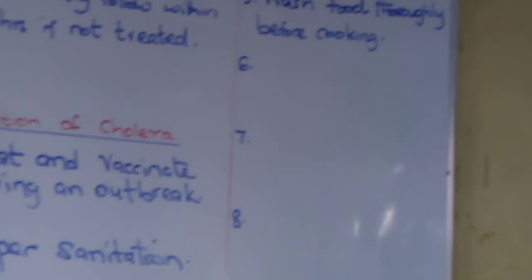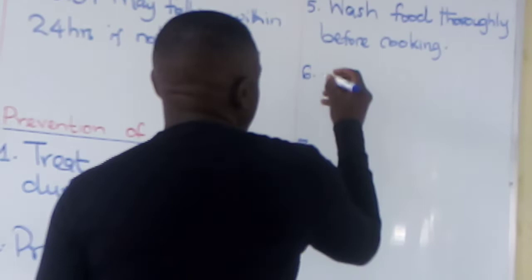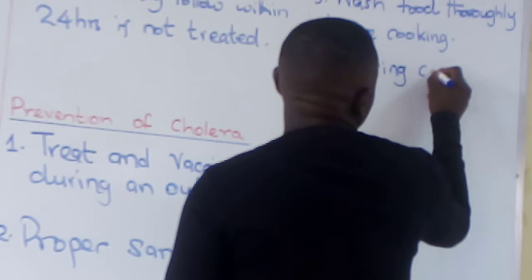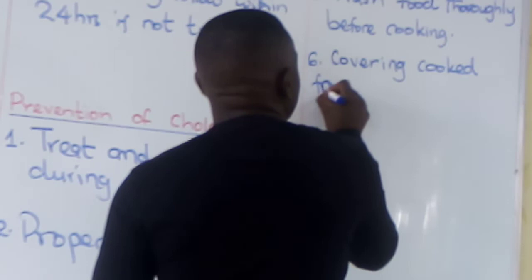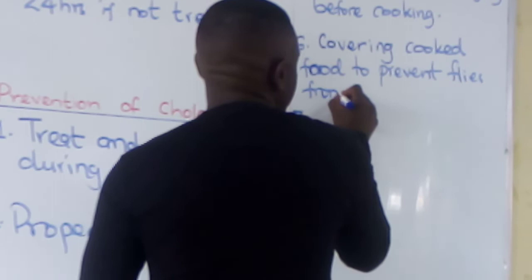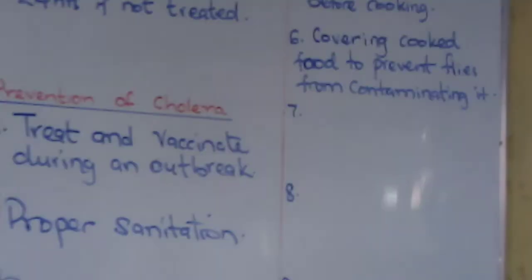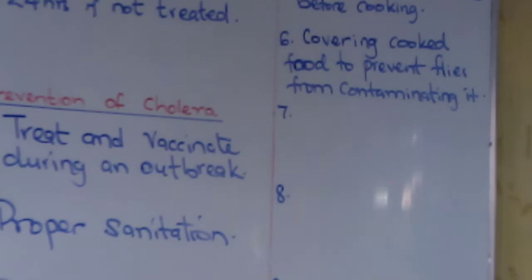Covering cooked food to prevent flies from contaminating it. You cover cooked food, you don't leave it open. So you must have a lid or an improvised cover.